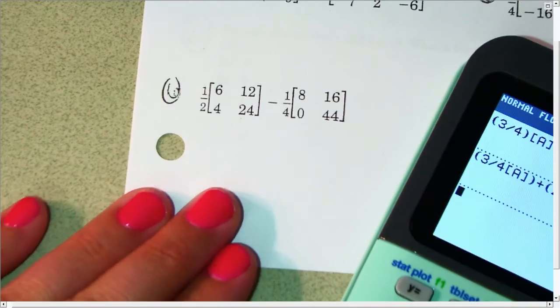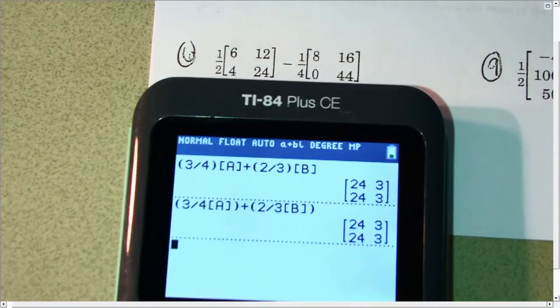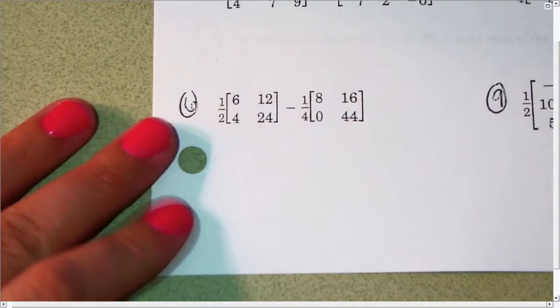Okay, next one, number 6. Sorry, I know I'm jumping. I'm just kind of going down. So from here, same idea. Let's do this one by hand. How about that? That way we've got options.